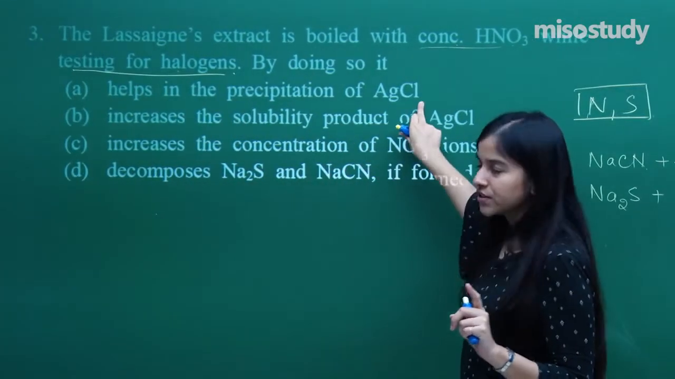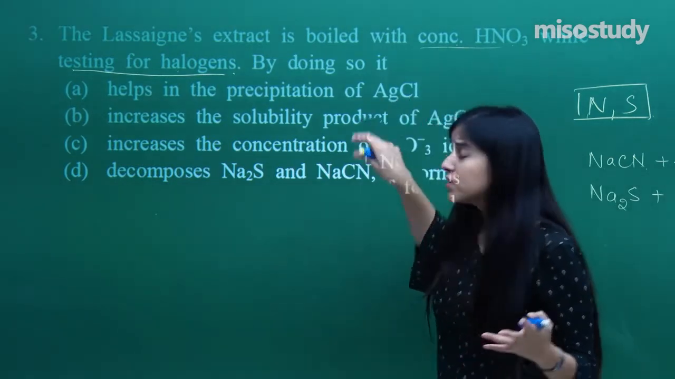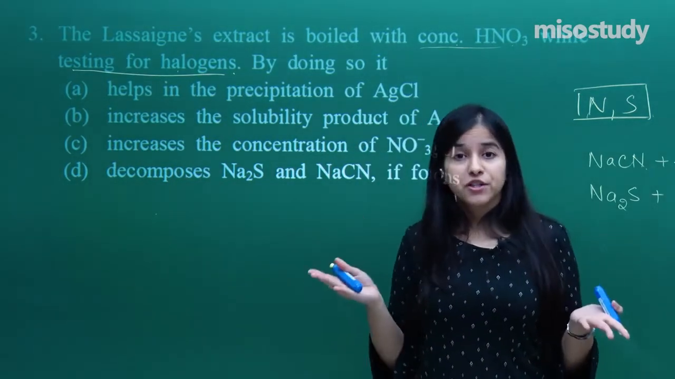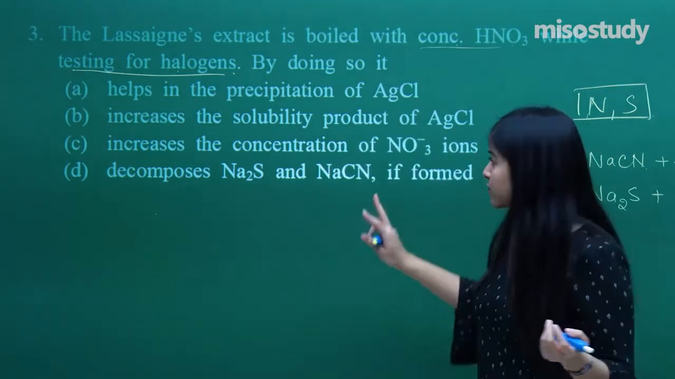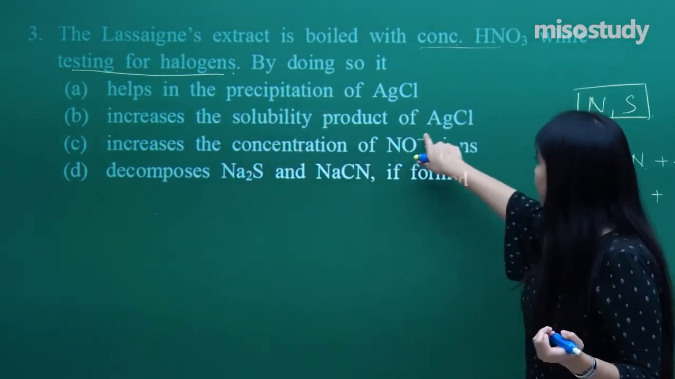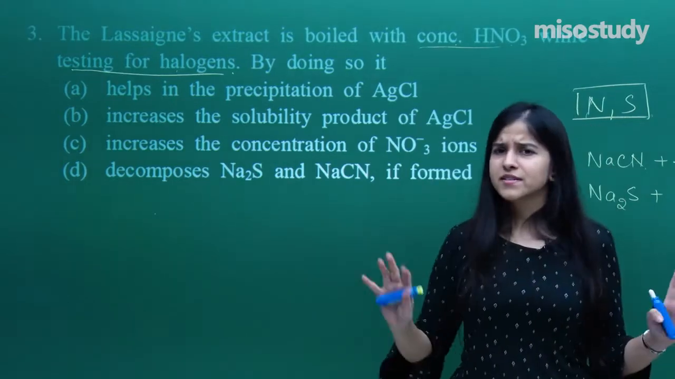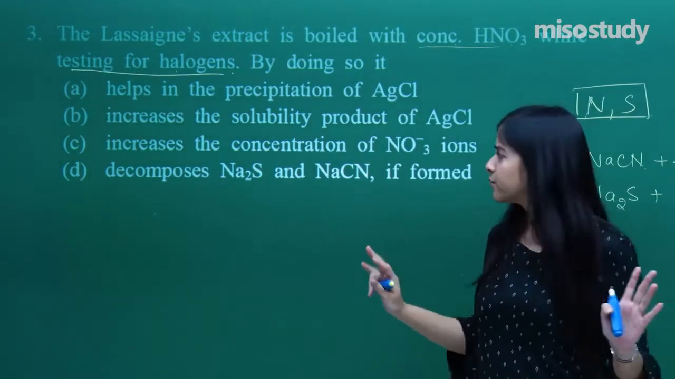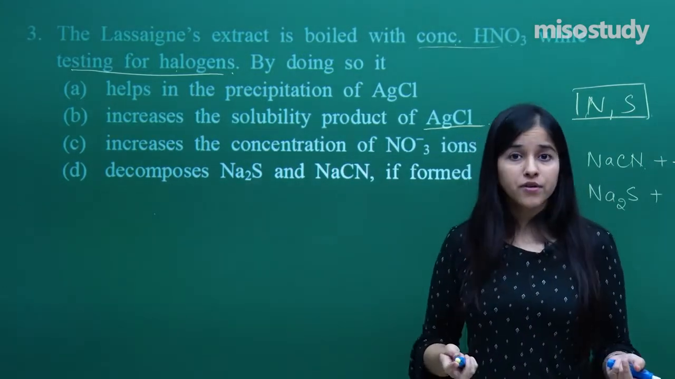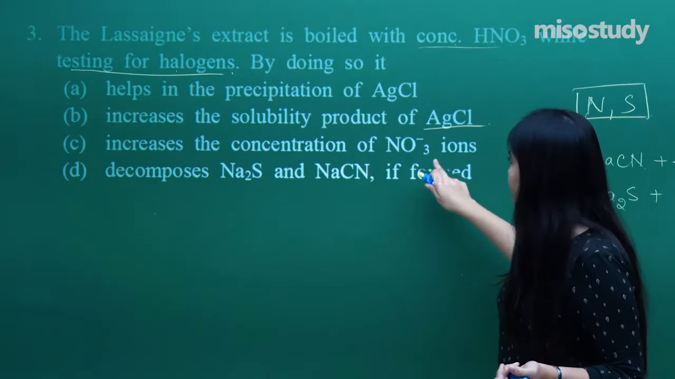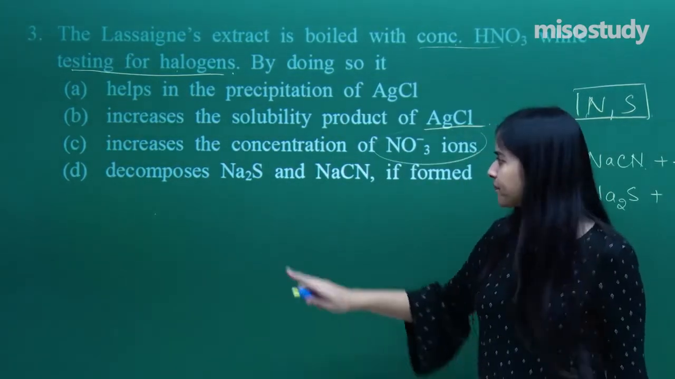Helps in the precipitation of AgCl. That is not an exact answer, because there may or may not be the precipitation of AgCl. There may be AgBr or AgI. So that is not an exact option. Increases the solubility product of AgCl. We are not concerned about the solubility product at all. Again AgCl, we are not confirmed whether the halogen is chlorine or not. Increases the concentration of nitrate ions. That is not at all relevant over here.